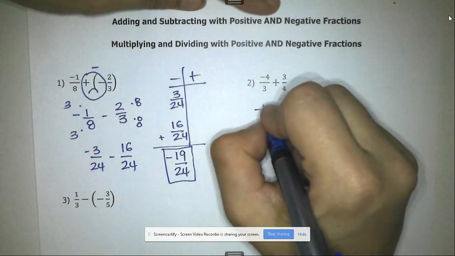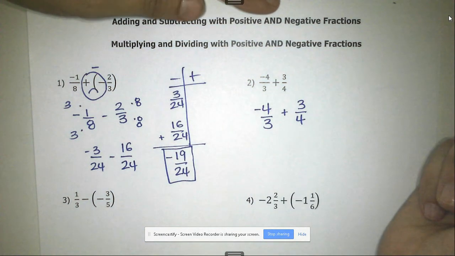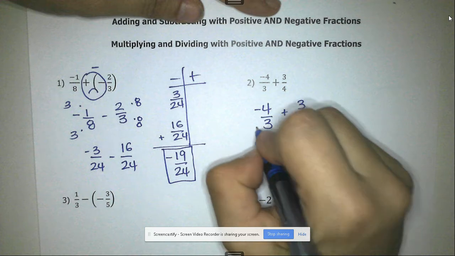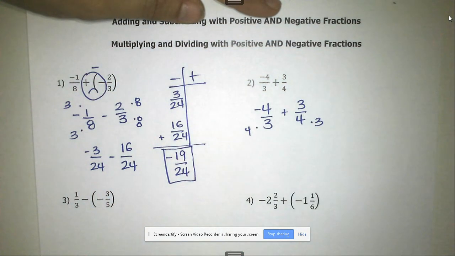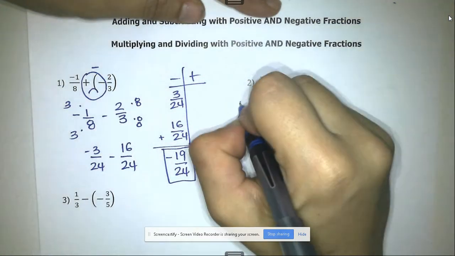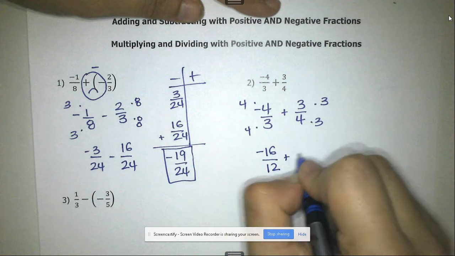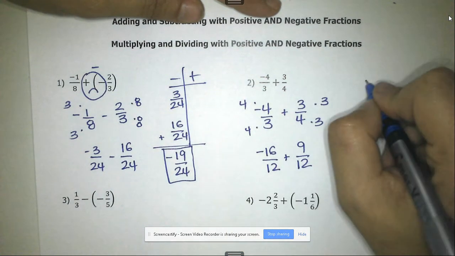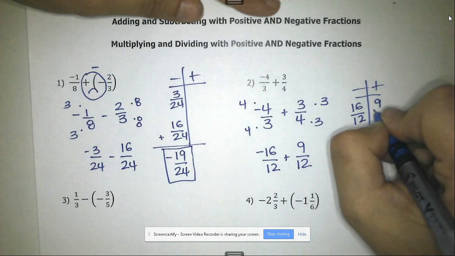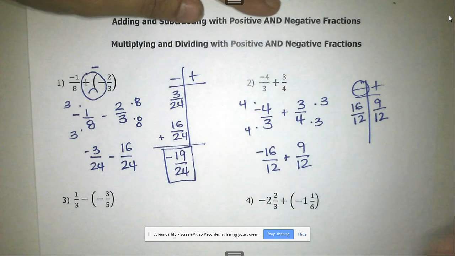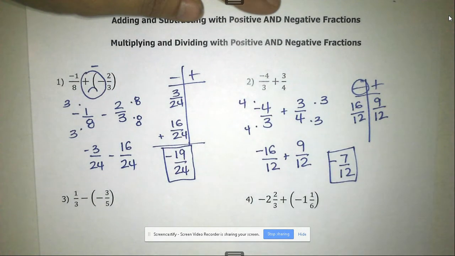All right, here I have negative 4/3 plus 3/4. We need a common denominator before we use a scoreboard. So I multiply this by 4, multiply this by 3, because my common denominator is going to be 12. So I have to multiply this by 4 and multiply this by 3. And I get negative 16 over 12 plus 9 over 12. I make a scoreboard. My negatives go on the negative side. My positives go on the positive side. And negatives win by 7/12. My answer is negative 7/12.